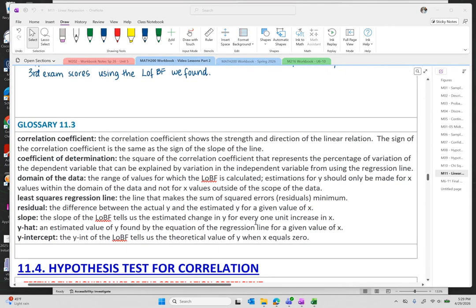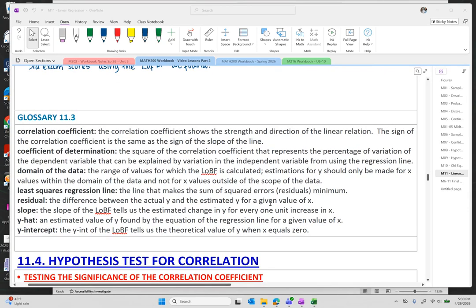For this section's glossary, to refresh our memory on what we have learned over the multiple videos, we discussed the correlation coefficient, the coefficient of determination, which is the square of the correlation coefficient, the domain of the data, the least squares regression line, the residual, the slope, what y hat means, and the y-intercept, especially as it relates to the line of best fit and whether it is a reasonable interpretation of possible values of the dependent variable.